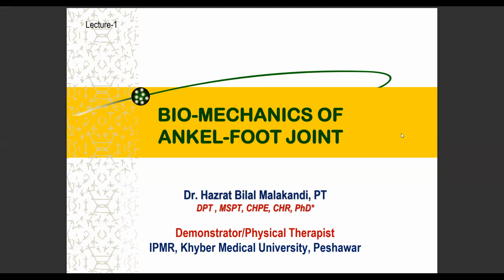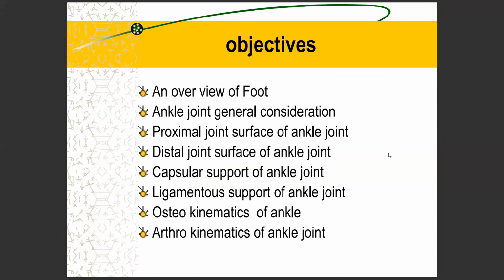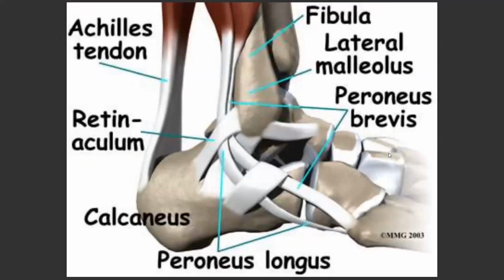Let us move towards the objectives. In yesterday's lecture we discussed an overview of the foot, and then the general considerations of the ankle joint. We also discussed the proximal joint surface and the distal joint surface of the ankle joint. We then discussed the capsular support and the ligamentous support of the ankle joint. Now we will discuss some other ligaments of the ankle joint, and then the osteokinematics and arthrokinematics of the ankle joint and other joints of the foot.